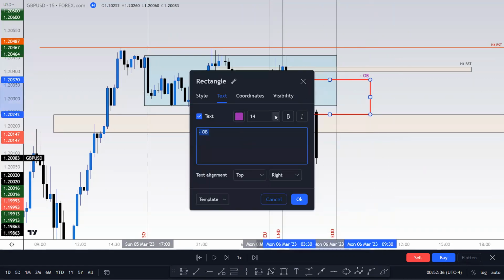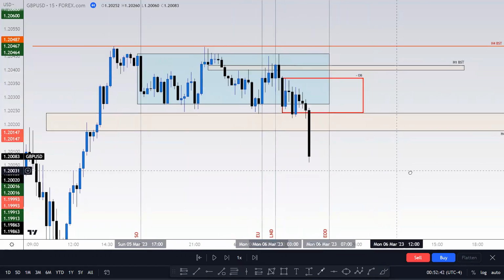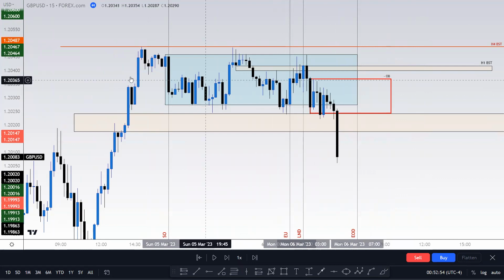All right. However, what isn't evident is a clear area to engage, right? That's what isn't evident. What is evident is a clear area to engage, which is the 4-hour bearish order block. So at this point, what I would do in this situation is wait for price to trade into the 4-hour order block before I engage with price.